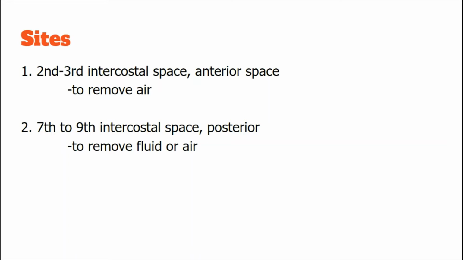Second, we have the 7th to 9th intercostal space, posterior. This is to remove fluid or air. This is the ideal site for drainage, but many times it is not tolerated by patients with massive pleural effusions.